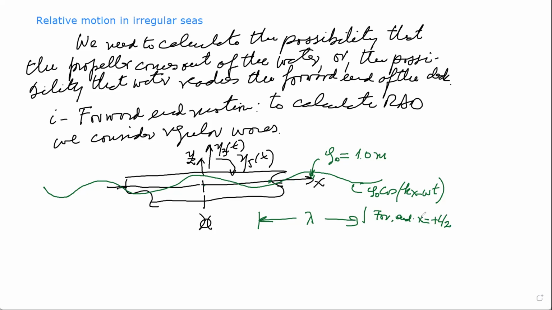Okay, now, this is the vertical motion of the wave, regular wave, at a point which is located at X equal L over 2. So you go up and down, up and down. Now, what will be the relative motion? Okay, so the relative motion, I'm going to call it W, and I put an F because it's the forward end.